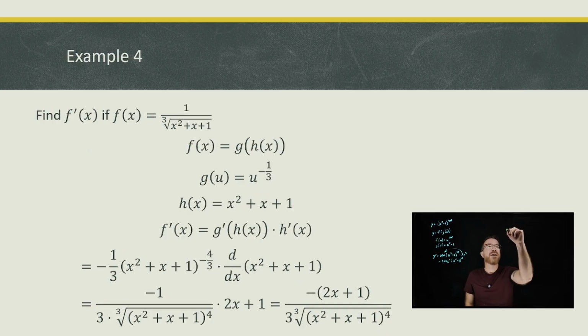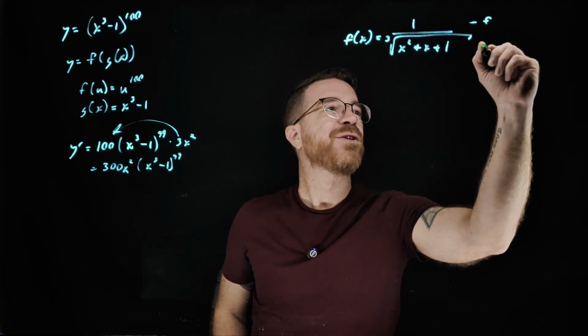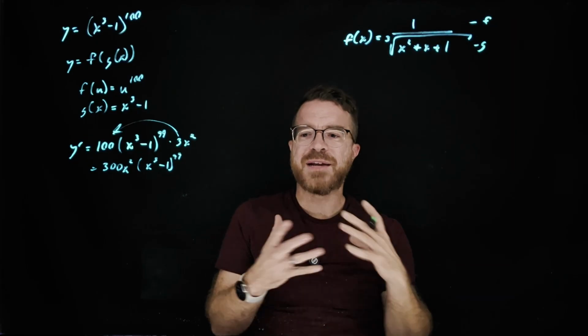What about if I have f of x is equal to 1 over the cube root of x squared plus x plus 1? Now, what you could do is solve this using your quotient rule, right? Treating this as f, treating this as g, but that would be a lot of extra steps.